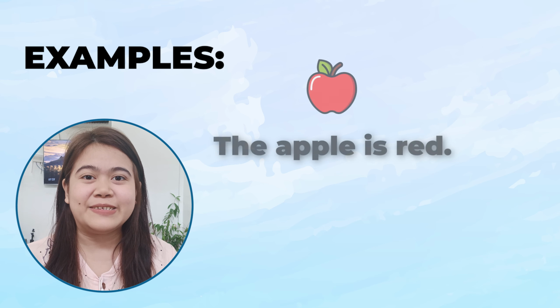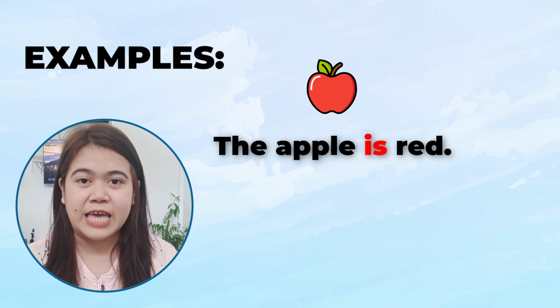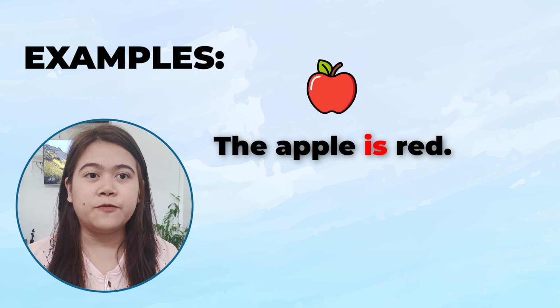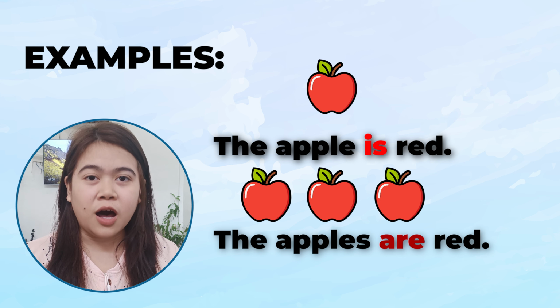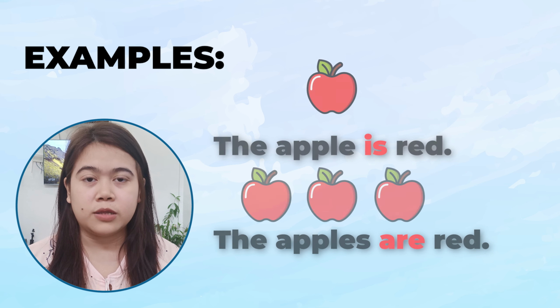The apple is red. We say is because the apple is only one. Now, what about if it's more than one? We say the apples are red. We use are this time because they are more than one.